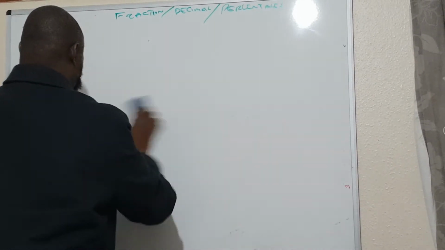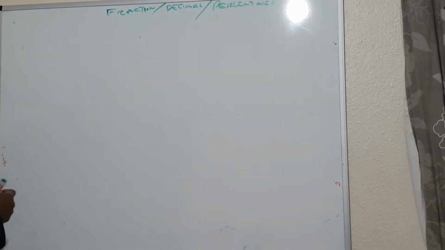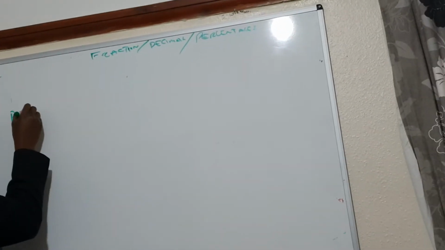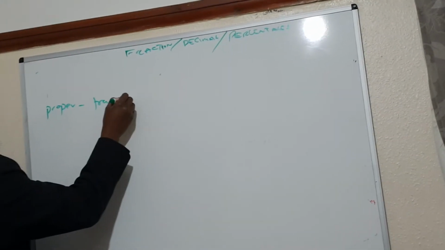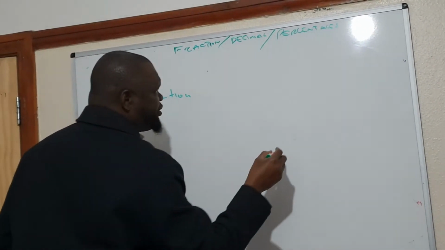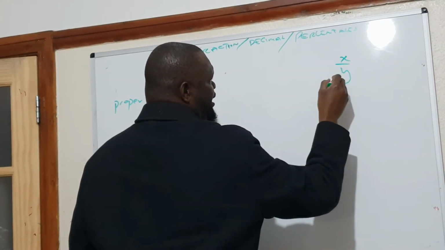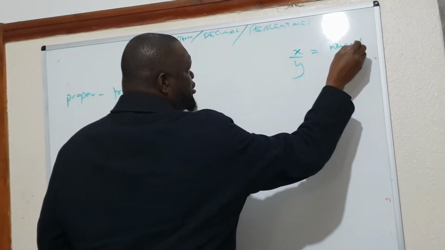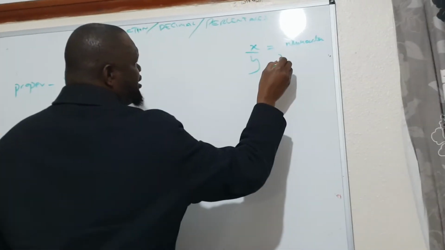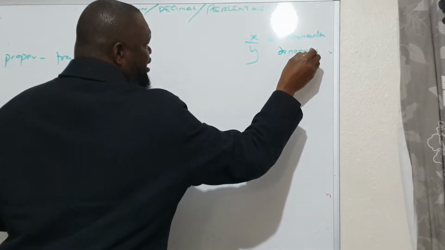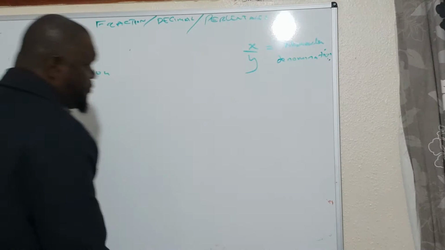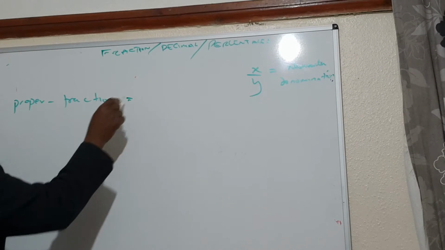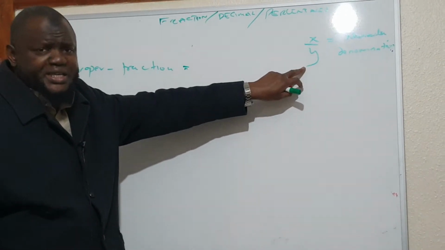Now, let's deal with fractions first. First of all, what is a proper fraction? A fraction that has a denominator higher than the numerator. So if we look at the fraction, there are two things: x over y. x is the numerator, and y is the denominator, meaning the one below, the one dividing. So a proper fraction is a fraction in which the denominator is greater than the numerator.